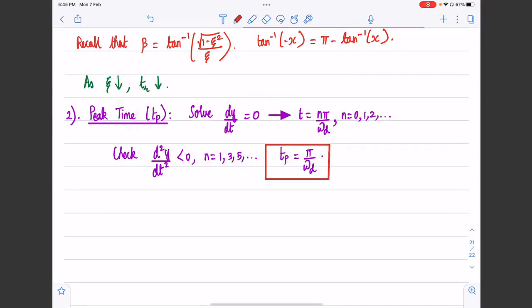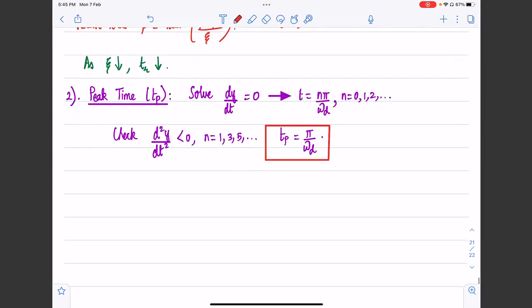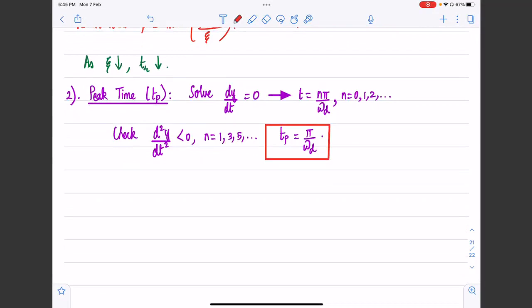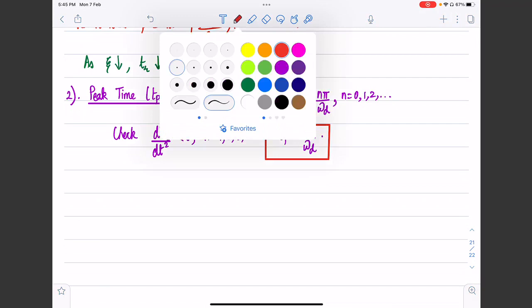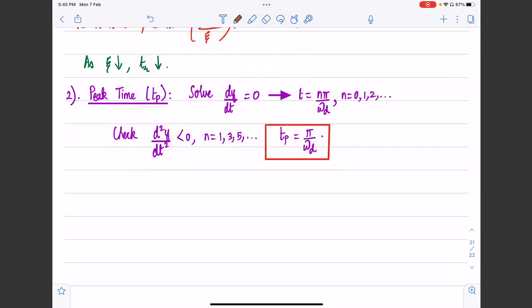So as you can see, this is one application where differentiation becomes very useful, right? We are essentially using ideas of maximization and minimization to do this. So this is the expression for peak time. Then comes what is called the maximum peak overshoot. What is this maximum overshoot? It is written with the symbol M subscript P.